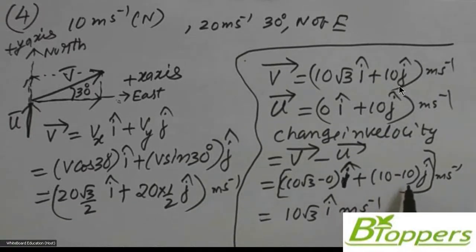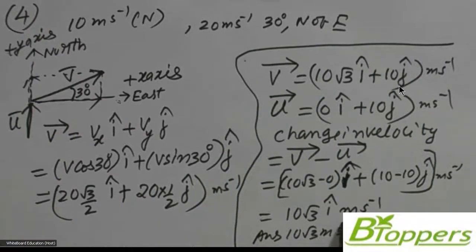That means the y component of the change in the velocity becomes 0. So the change in velocity has no component along the y-axis and it acts along the x-axis. i cap is the unit vector along the positive x-axis. That means the change in velocity is in the positive direction of the x-axis, and it has a magnitude of 10 root 3 meter per second. Therefore, the answer for this question is 10 root 3 meter per second towards east.